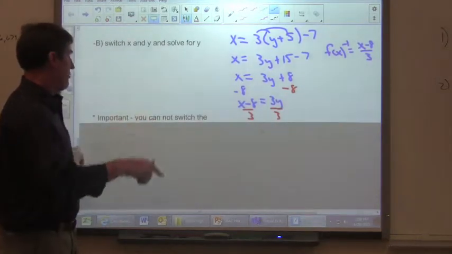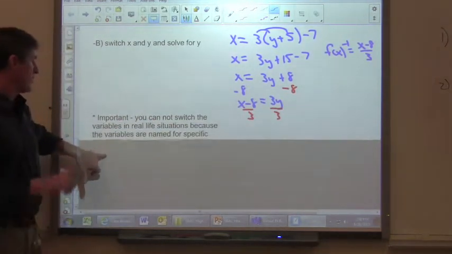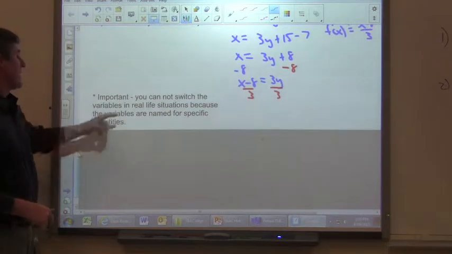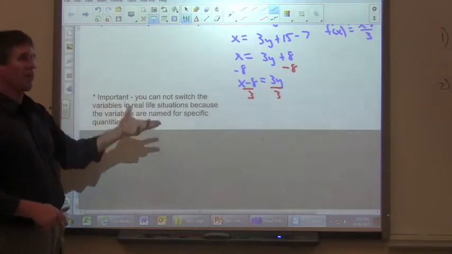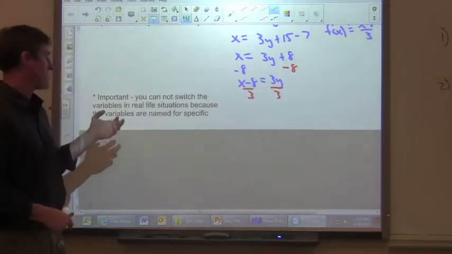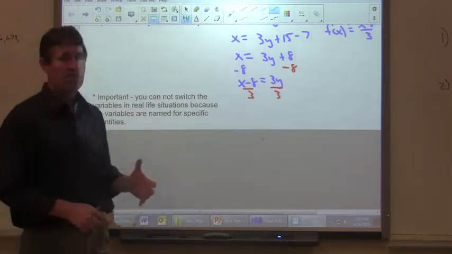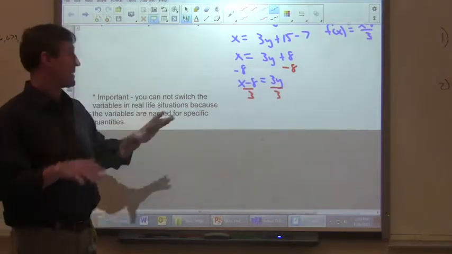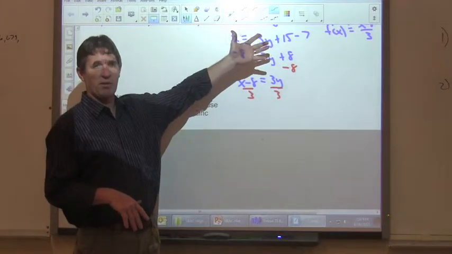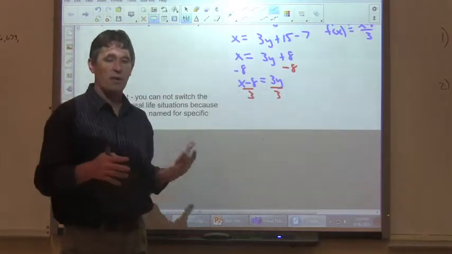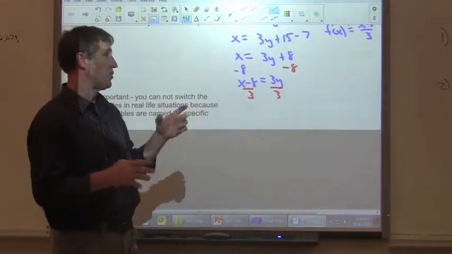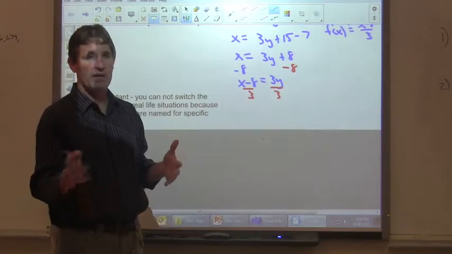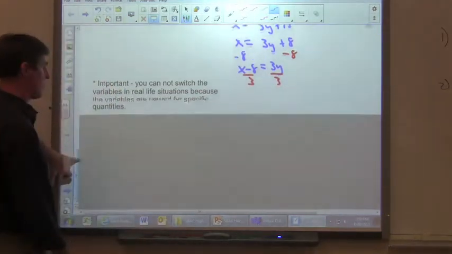One problem you run into and it's important that you remember this, really important, you cannot switch the variables in real life situations because the variables are named for specific quantities. So they're not naming the same thing here, they're just numbers when we do an equation. But when they're real life situations, we have to solve it a different way. And so to take a look at that, I've got a story problem here for us.